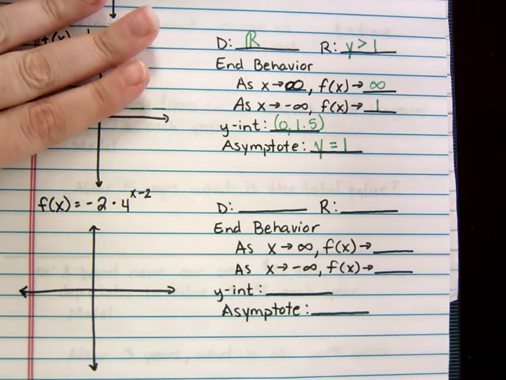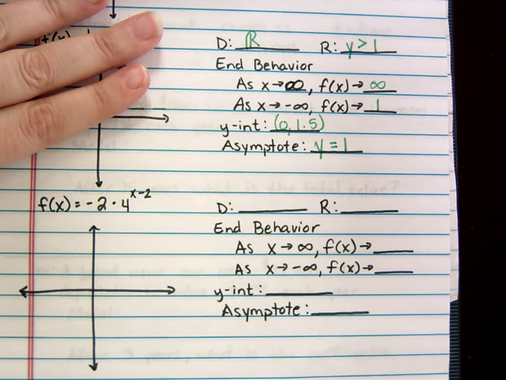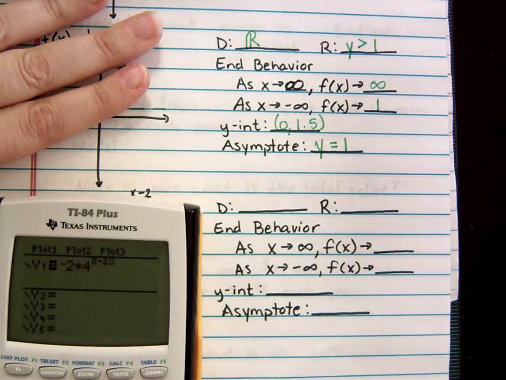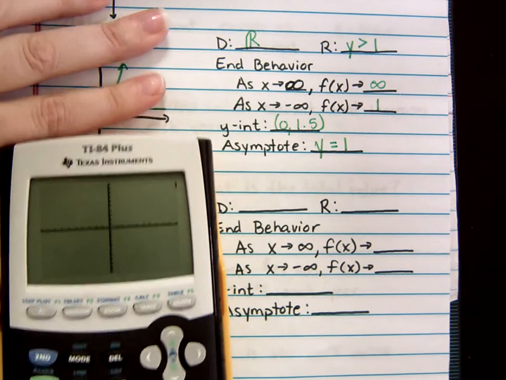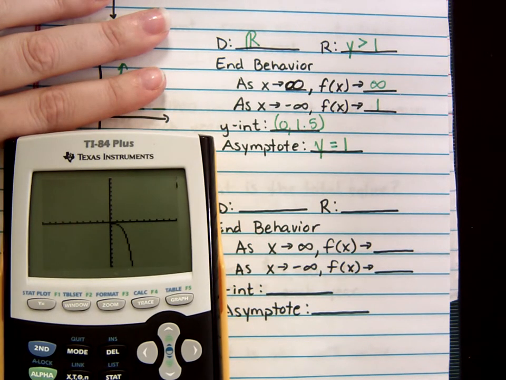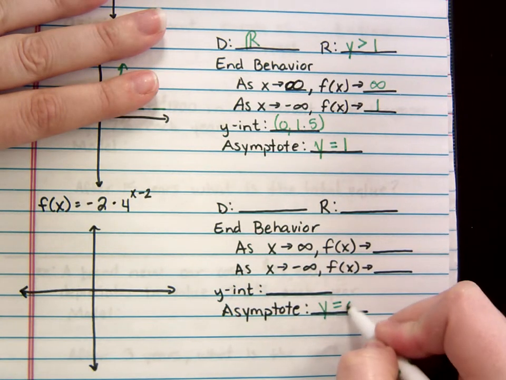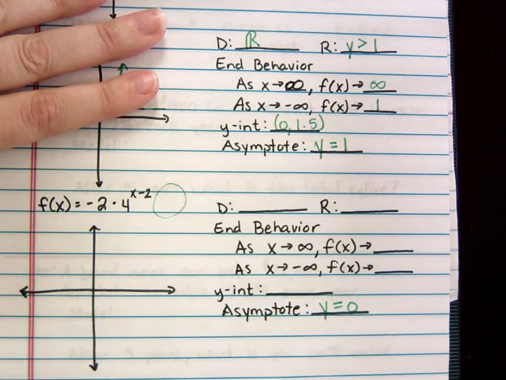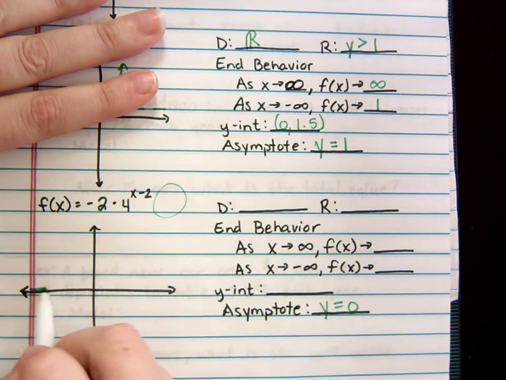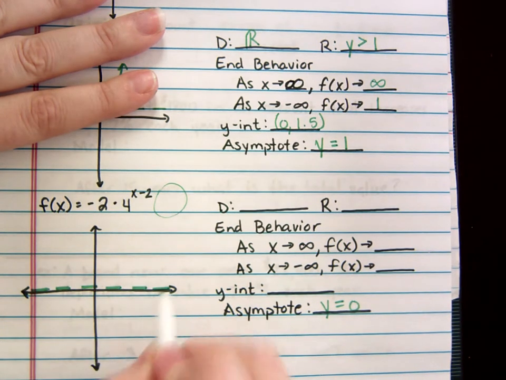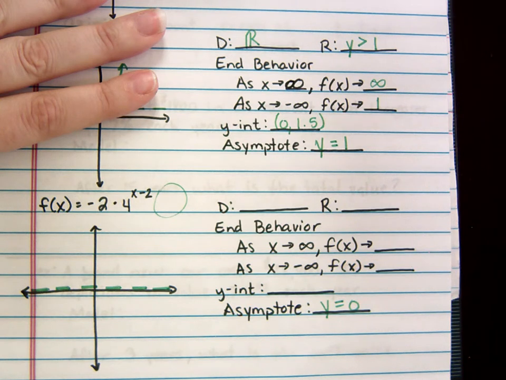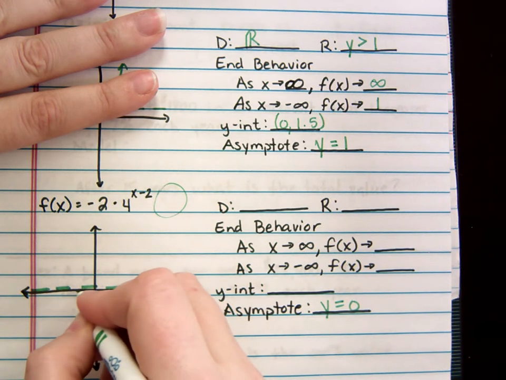Now this one has a reflection to it. So, let me type it in real quick. The difference here is that my graph is going to be upside down. Now the asymptote is at y equals 0 because there was nothing added or subtracted outside. The k value was 0. So y equals 0 is my asymptote. And my graph does something like that.